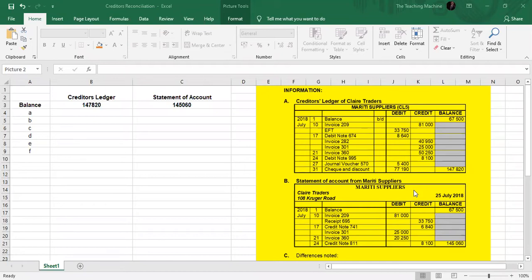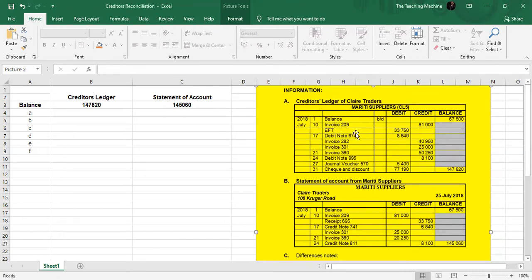Now, one thing that you need to note is that with the creditor's ledger, entries that appear on the credit side will appear on the debit side in the statement prepared by the supplier. Why? Remember, this is a business. This is the ledger prepared by the business. A creditor's control account is a liability account. It increases on the credit side and decreases on the debit side. But with the supplier, remember the business is a debtor to its supplier. So debtors control increases on the debit side and decreases on the credit side.